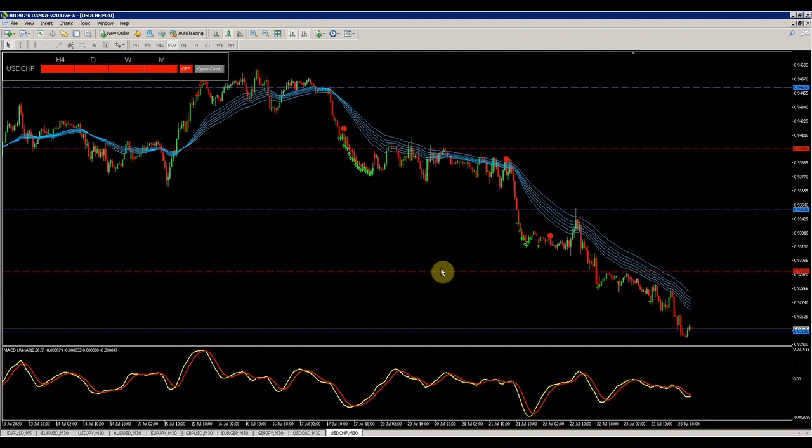And the last piece that I have on there, as you guys know, I love using the linear weighted moving average MACD indicator.